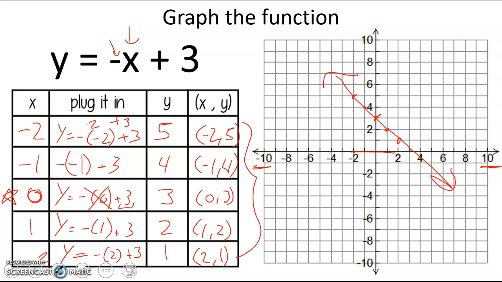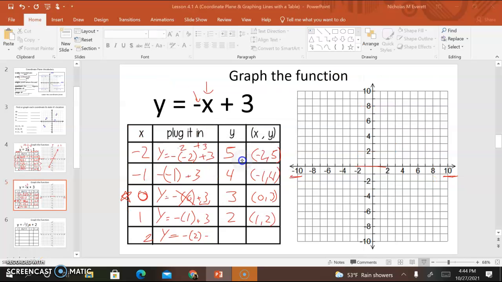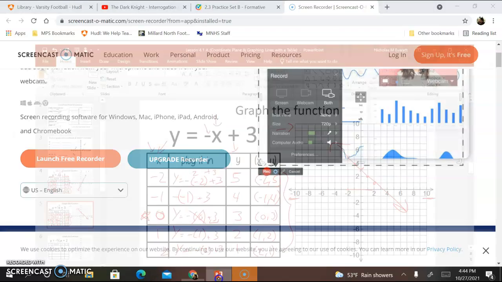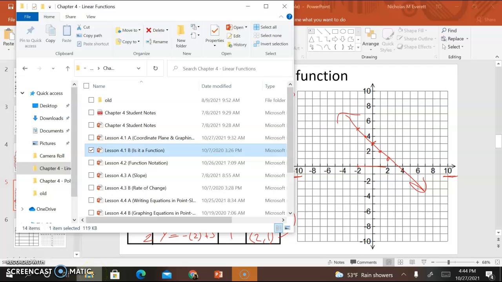All right, so again, that's basically just graphing our functions using a table. We essentially plug in any number we want for our x value here, and then we fill out the rest of our table. We get our y values, and then we take that and graph them over here, okay? Okay, so I'm going to move on to the other PowerPoint. I'm sorry. There should be another PowerPoint here.